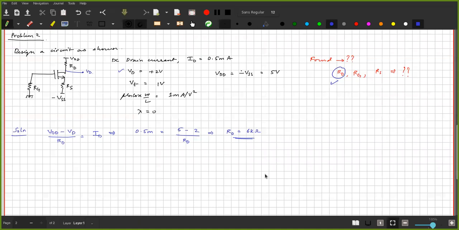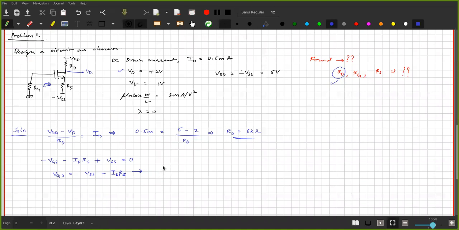Next I have to find the RS value. For the RS value, I have to use KVL. But for that I need to know the value of VGS, right? So that we'll find out now. If I apply the KVL in this direction, in this manner, I will get minus VGS minus ID into RS plus VSS equal to 0. Minus VGS, I can write this as VGS equals VSS minus ID RS.